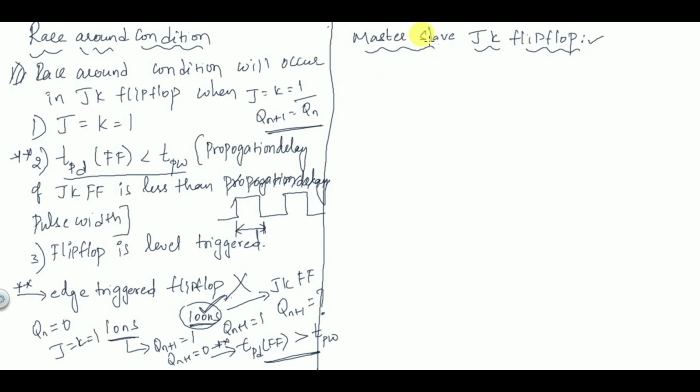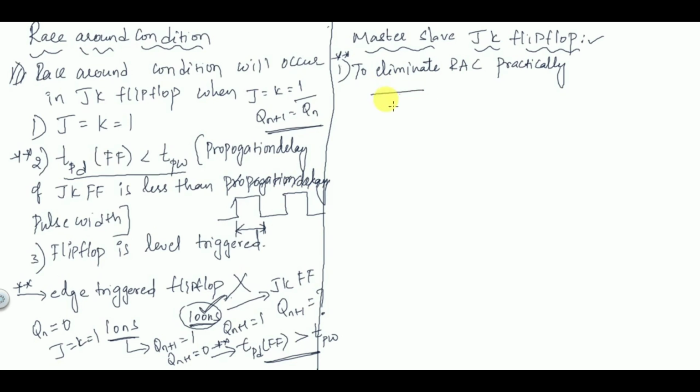Why is the master slave flip-flop used? This is a very important point, so just remember it. The master slave JK flip-flop is used to eliminate the race around condition, RAC, practically.